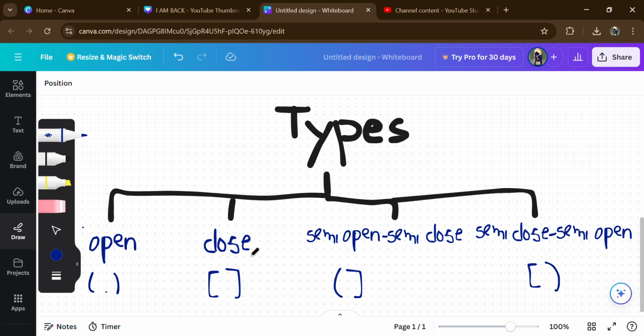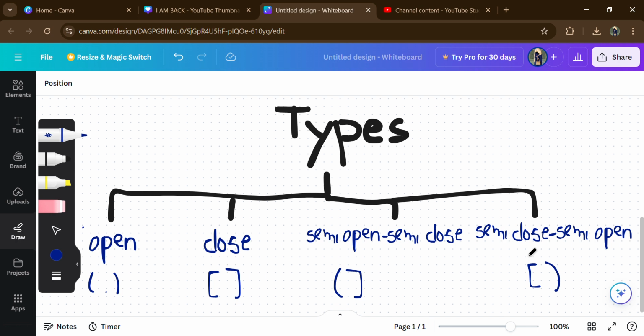So today we'll be looking into the types of intervals. At the very first, we have the first type, that is open. Then we have a type closed. Then we have a type semi-open, semi-closed. Then again we have a type that is semi-closed and semi-open.